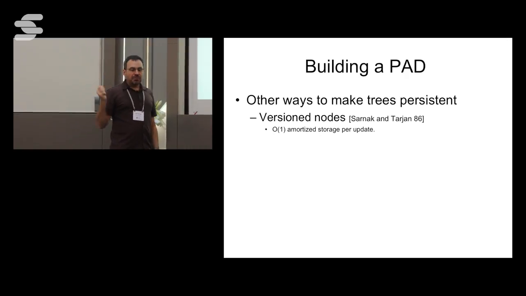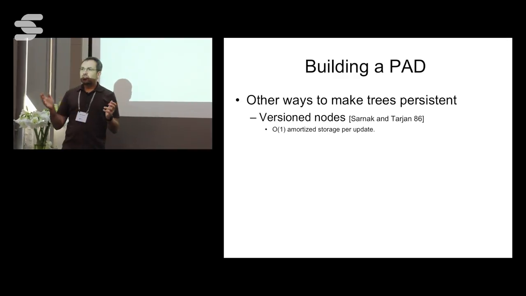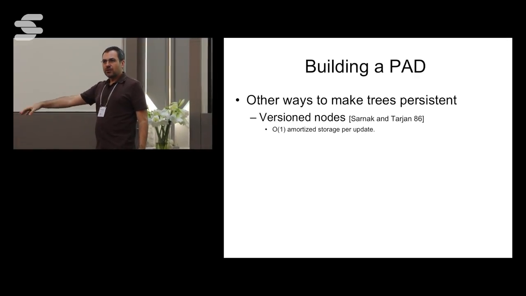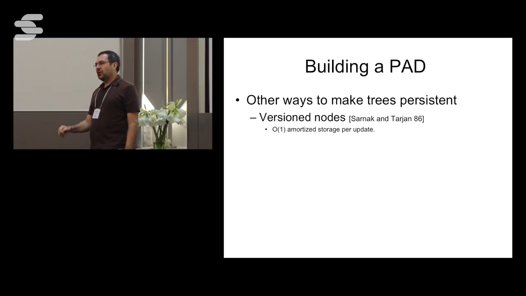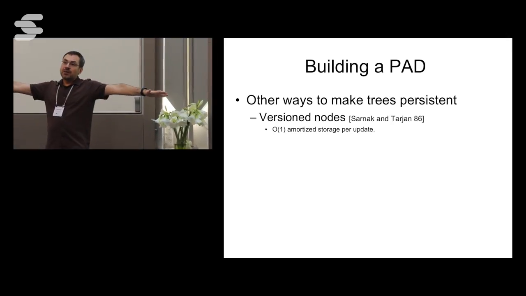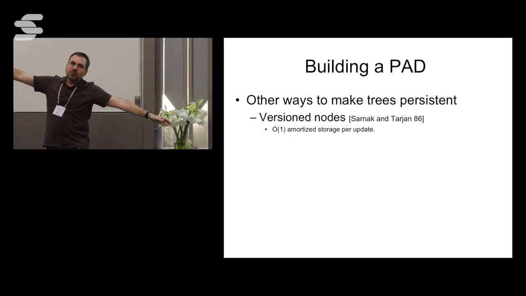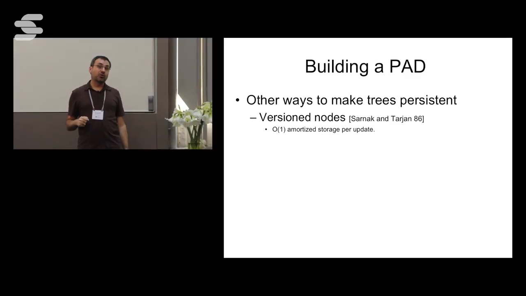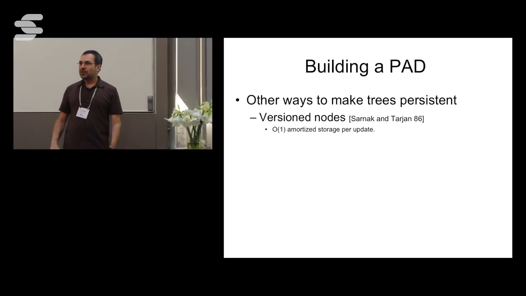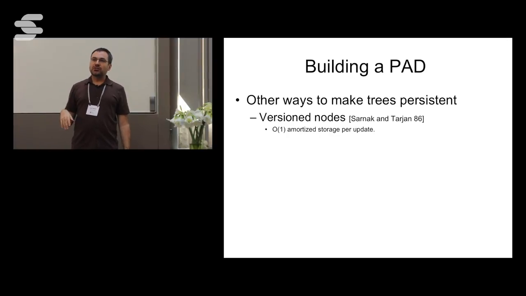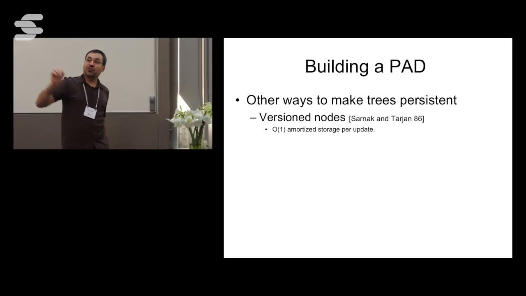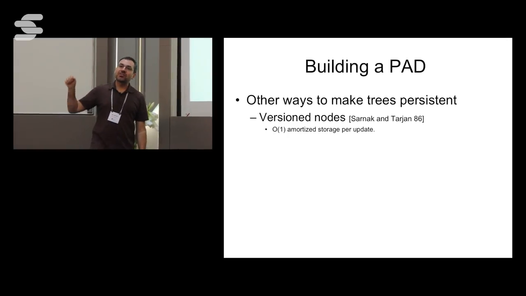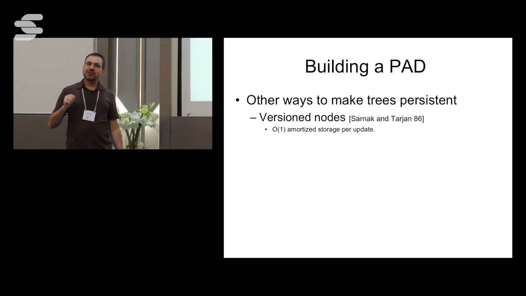Now, there was an awesome paper by Sarnak and Tarjan. Bob Tarjan is like a Turing Award winner. Tarjan is famous for what's called amortized algorithms, which are algorithms where every once in a while an operation is expensive, but over time, it's still cheap. Probably the amortized algorithm that you all know the best is garbage collection. Most of the time, allocating memory is super cheap, but occasionally it's very expensive when the garbage collector has to run, but modern garbage collectors are cheap in total. Same deal here. So version nodes have amortized constant cost per update rather than the log n cost per update.